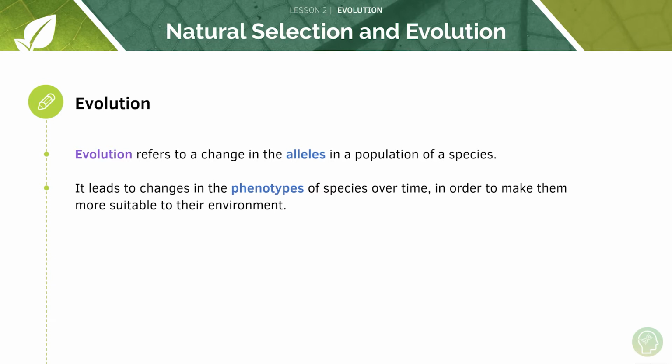Now, evolution occurs over many years, thousands, millions, okay? So it's a long, slow process, and it leads to changes in the phenotypes of species over time in order to make them more suitable to their environment. So this increases their chance of survival, and this occurs through a process called natural selection. So natural selection leads to evolution.